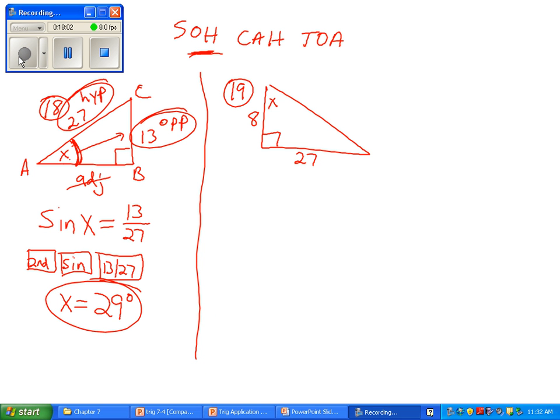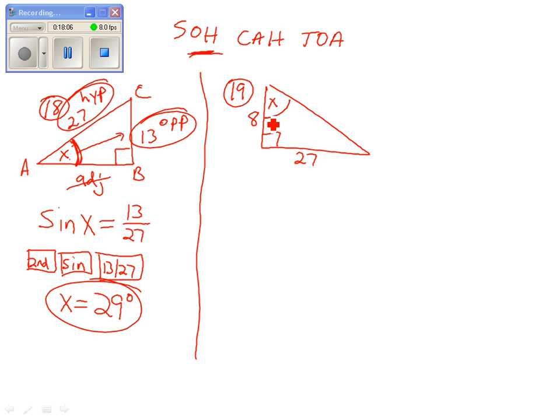Number 19, sort of the same setup. We're looking for an angle. So I'm going to label my triangle. That's the opposite. That's the hypotenuse. This is the adjacent. We really don't care about the hypotenuse this time. Opposite and adjacent, we look up here. The tangent is the one that deals with opposite and adjacent, so we write tangent.